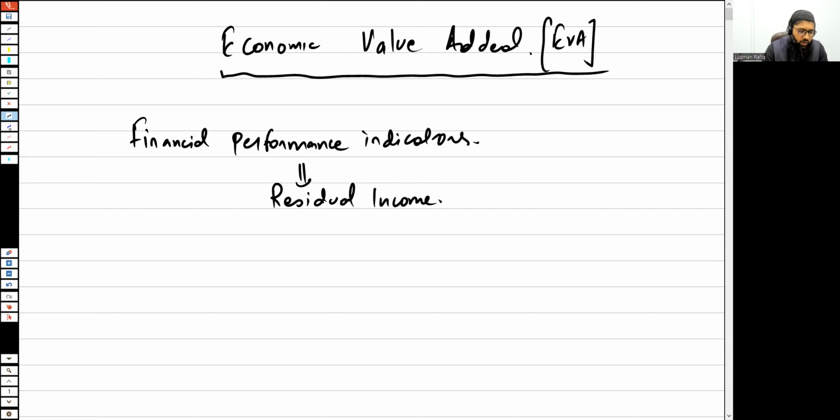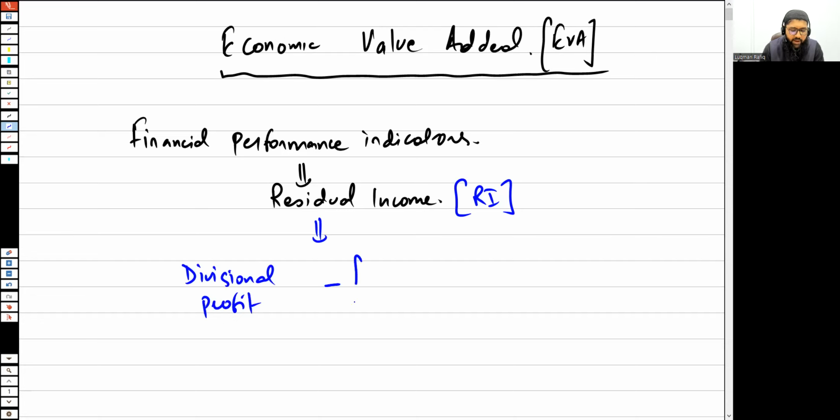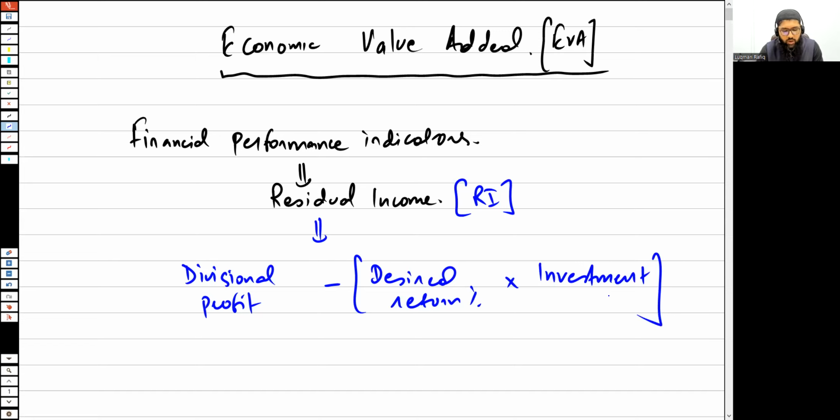residual income. What exactly is this performance indicator of residual income? Residual income is usually used in the case of divisions, where we say that divisional profit minus desired return percentage multiplied by investment. So the concept of residual income is the divisional profit less the desired return percentage multiplied by the investment.